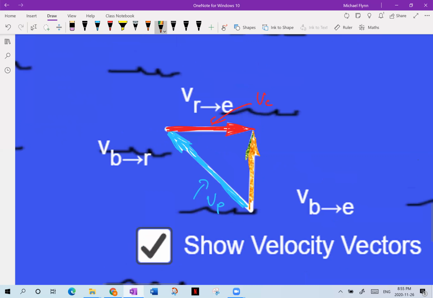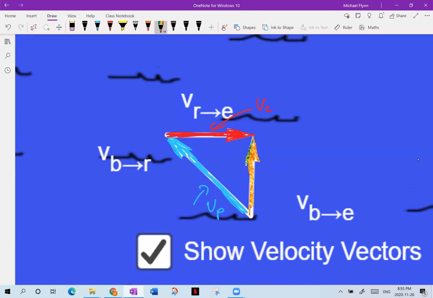So I just want to point out that the rainbow vector here, the ground velocity, this is what you wish to do. If I wish to go straight across, I have to point my boat along the blue vector in order to travel straight across. That's what I wish to do. So you have to compensate for the current.